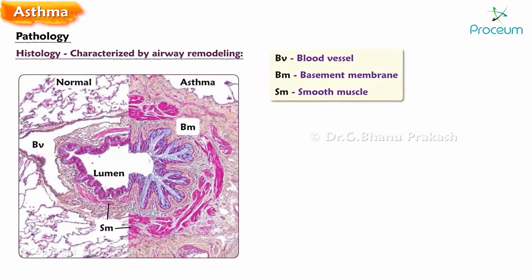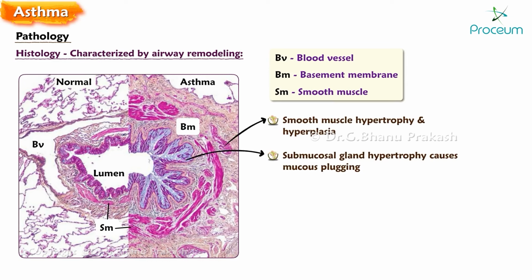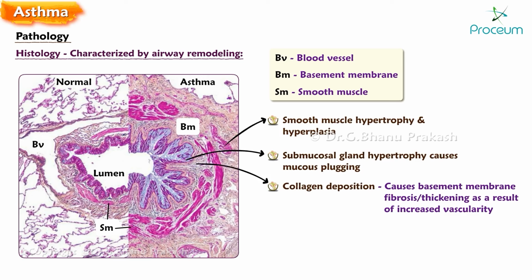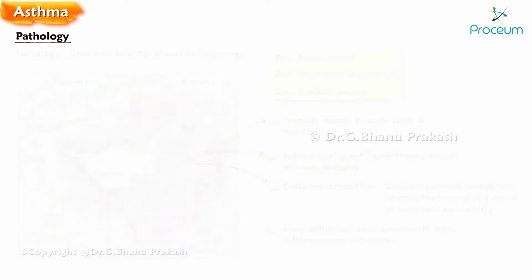Pathology. Histologically, asthma is characterized by various forms of airway remodeling, smooth muscle hypertrophy, and hyperplasia. Submucosal gland hypertrophy causes mucus plugging. Collagen deposition causes basement membrane fibrosis and thickening, as a result of increased vascularity. Eosinophils are most commonly seen in inflammatory infiltrates.